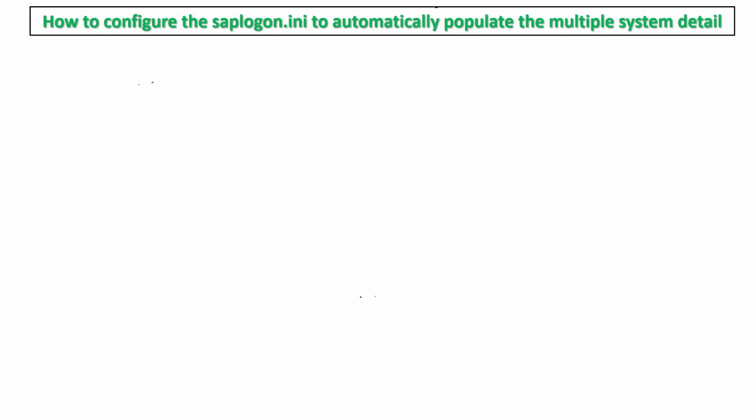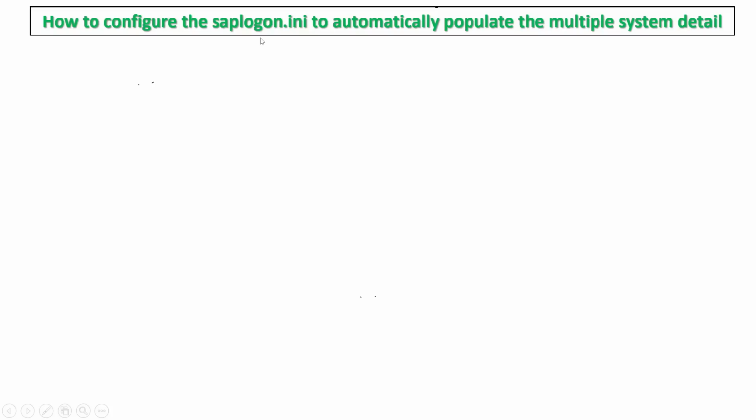In this session, we are going to learn how we can configure the SAP logon.ini file in order to populate the system information automatically. When you join a new company, you receive the SAP logon.ini file from your lead so that you will be able to populate all the system information in one go. You don't have to manually enter each system's information one by one, because there may be hundreds of systems possible, right? If the landscape is so big.